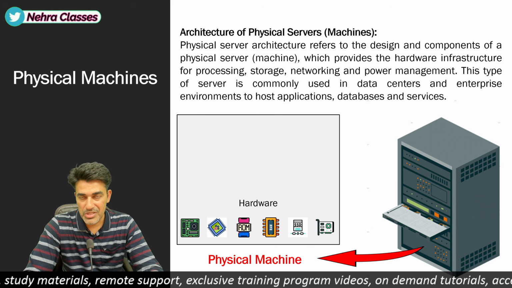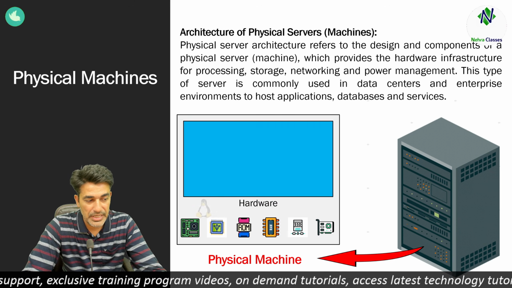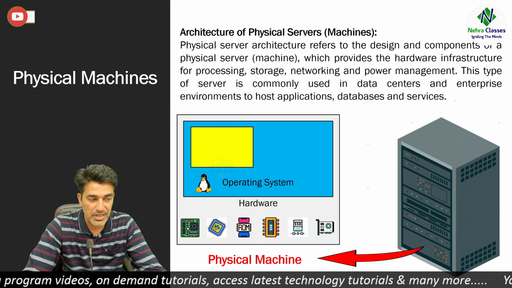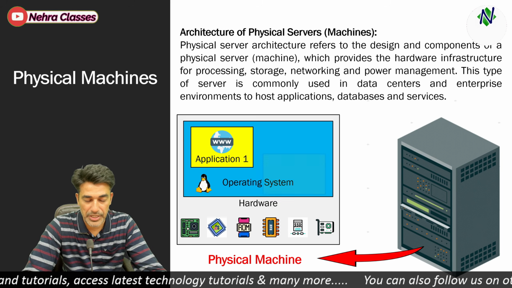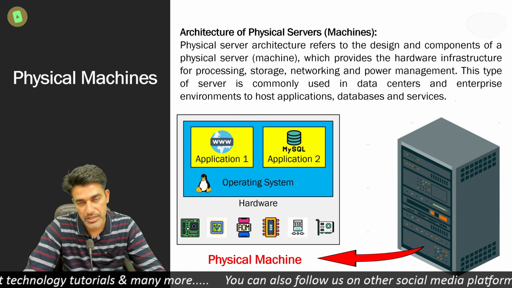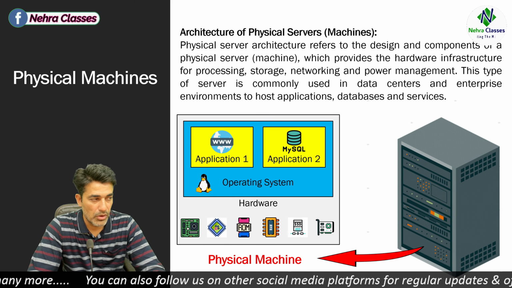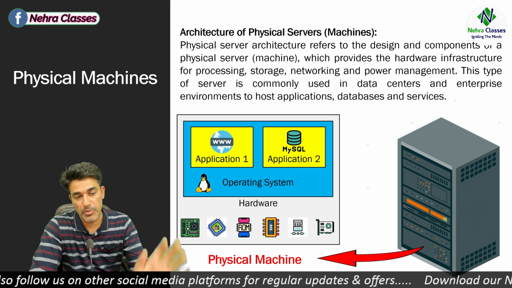If we want to use this hardware, we need an operating system there. So we directly install the operating system on this underlying hardware, and on that particular operating system, we can install the applications like application 1, application 2, application 3, and so on. So this is known as the physical machine or the bare metal machine, where we directly install the operating system.